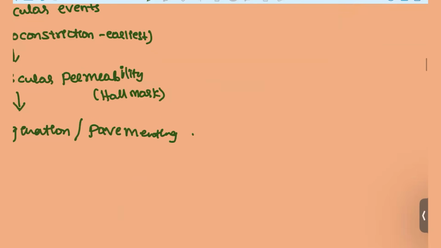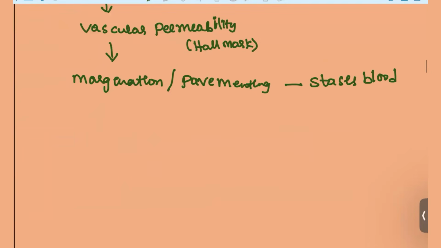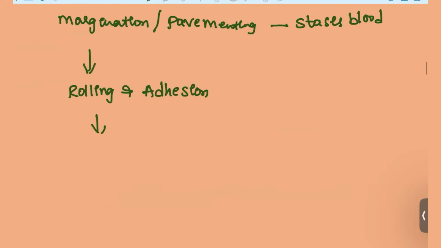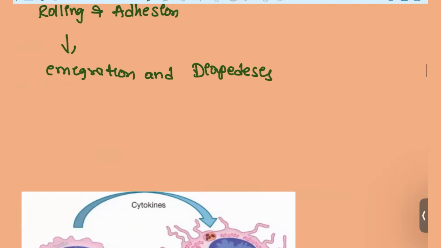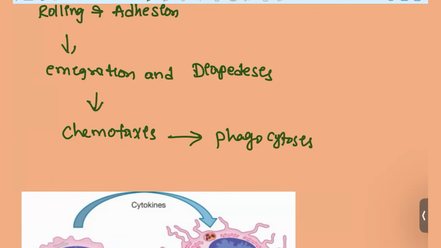Okay, where you are going to see the stasis of blood. Stasis of blood you are going to see in this margination, followed by rolling and adhesion. Next, emigration and diapedesis, chemotaxis and killing, right? Chemotaxis and phagocytosis. Let's see one by one what is happening in these cellular events.